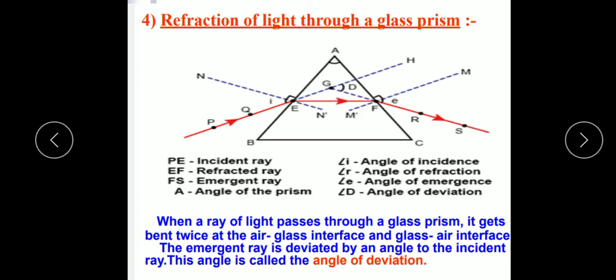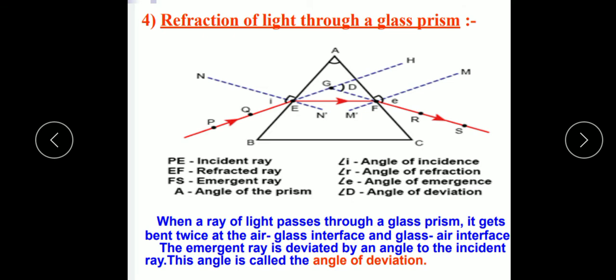Now in the figure you can see here, PQ is the incident ray and N dash N dash is the normal to the refracting surface at the point of incidence. The ray PQ, after refraction at the air-glass interface, bends towards the normal. EF is the refracted ray here. It bends towards the normal because the light is entering from the air medium to the glass medium, that is, from a rarer medium to a denser medium.